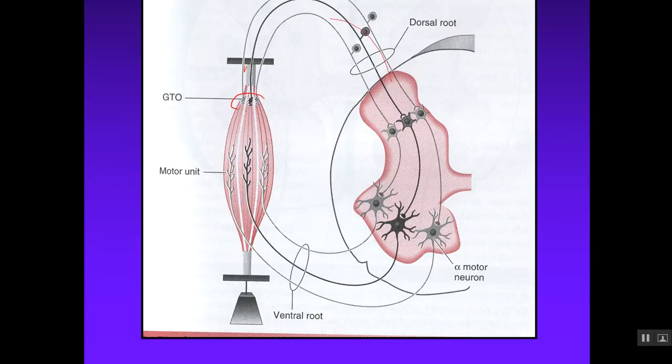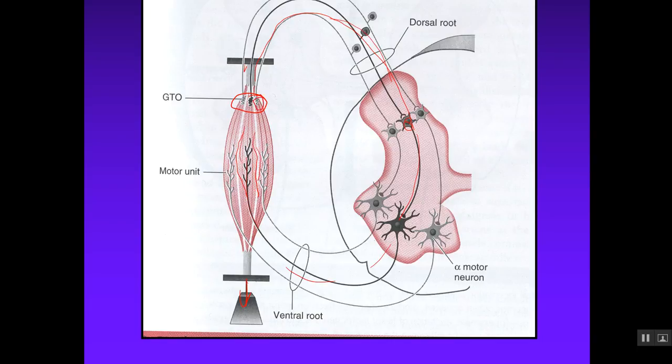Here's the GTOs, the little GTOs sitting at the tendon area, the musculotendinous junction. So if we're pulling tension in this muscle, you have GTOs that are spread throughout the tendon. If a certain GTO is getting too much tension, that individual GTO may go back, interact with an inhibitory interneuron, and say, hey, this part of the muscle, you're doing too much work. You turn down a little bit.